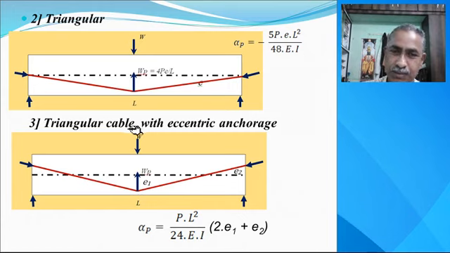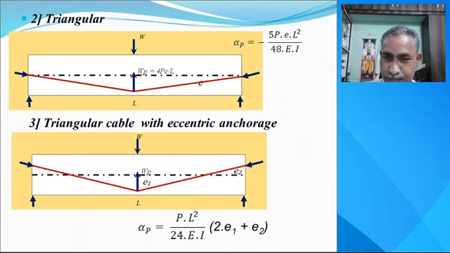And if the cable profile is triangular but with eccentric anchorage, that means the eccentricity is also there at the support. Here the eccentricity is 0 at the support; here the eccentricity is there at the support as well as at the midspan. In that case, we can find alpha P is equal to minus PL square divided by 24 EI multiplied by (2 e1 plus e2). e1 is the sag, or the eccentricity at the center, and e2 is the eccentricity at the support.